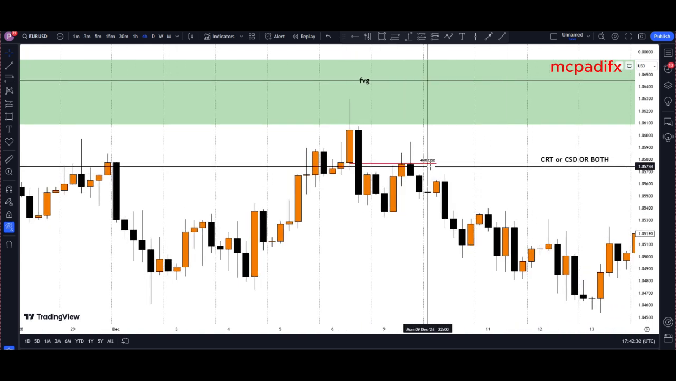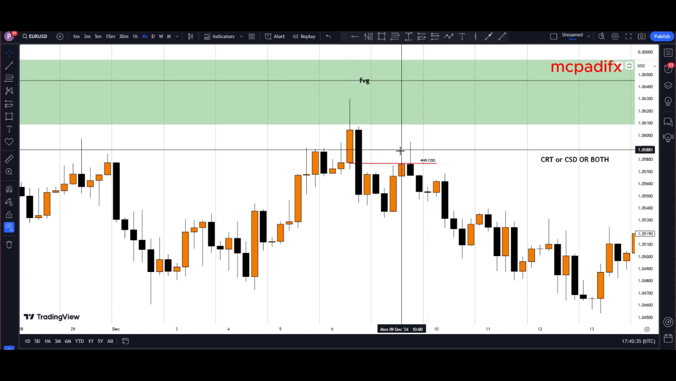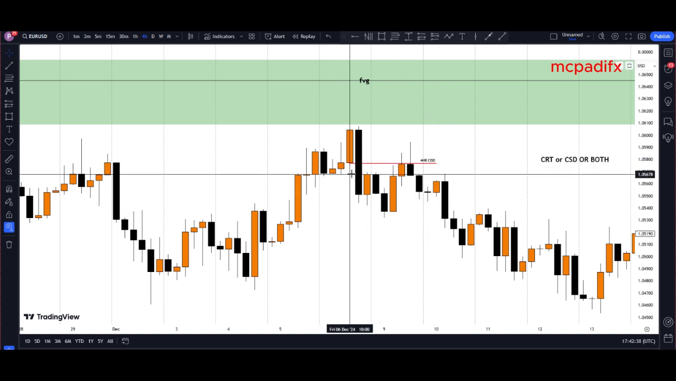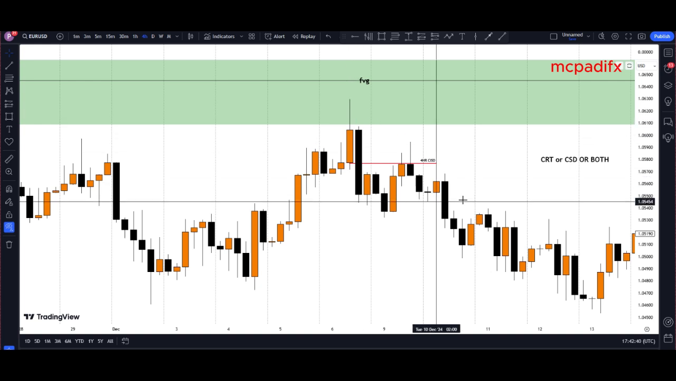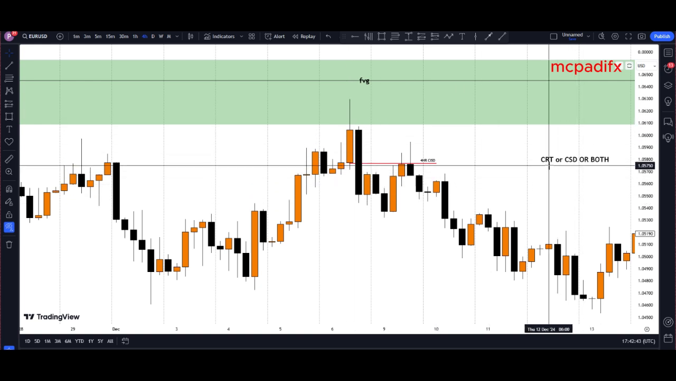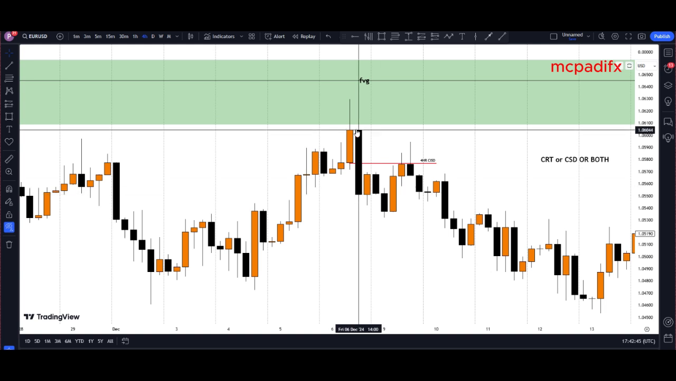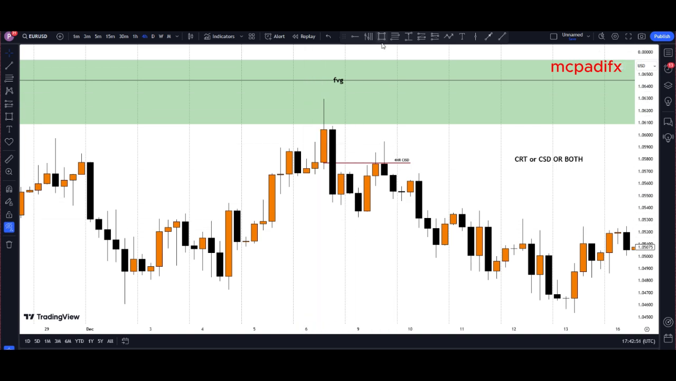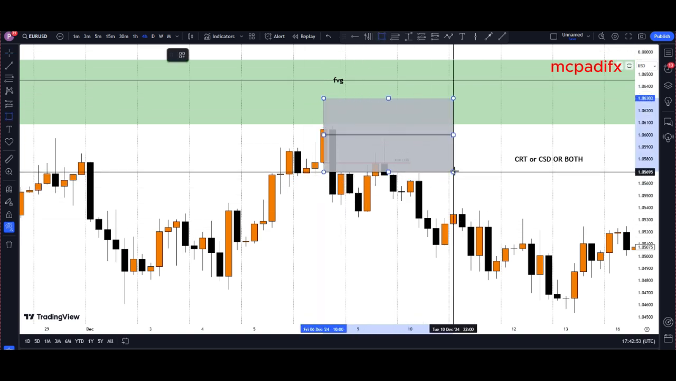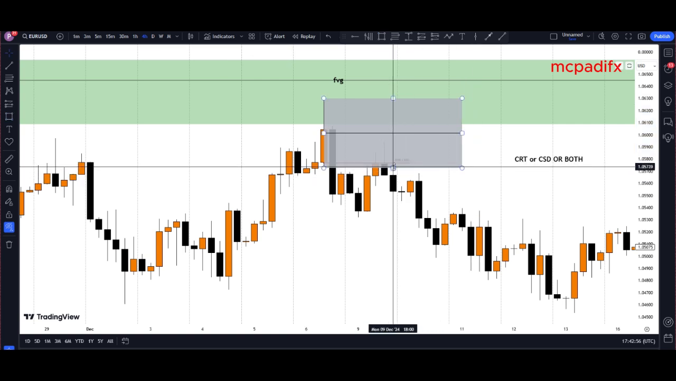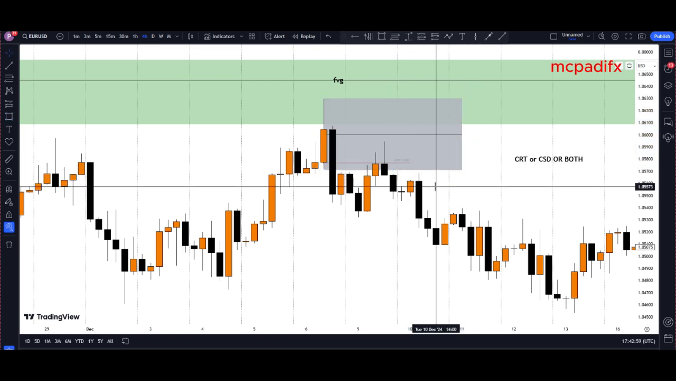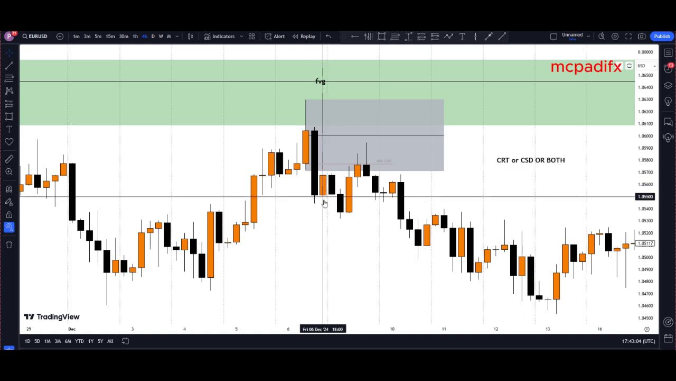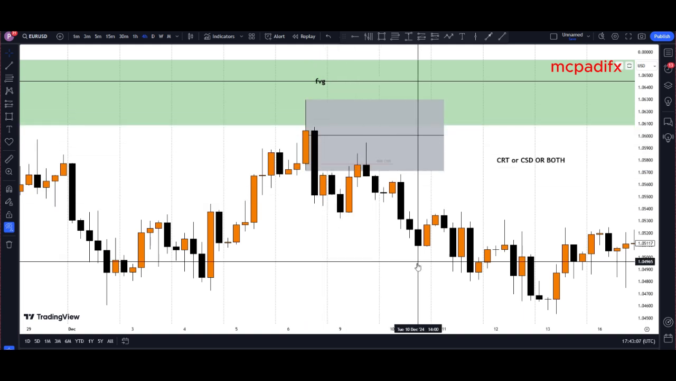So now this is our first confirmation that price is about to reverse. This is a change of state in delivery. In our case, we didn't get any CRT, but we had only CSD. This means that the candle that tapped into the fair value gap and closed below is now our order block. So this candle here is our order block. It means that whenever price trades into this order block, we have to sell, or price should drop.